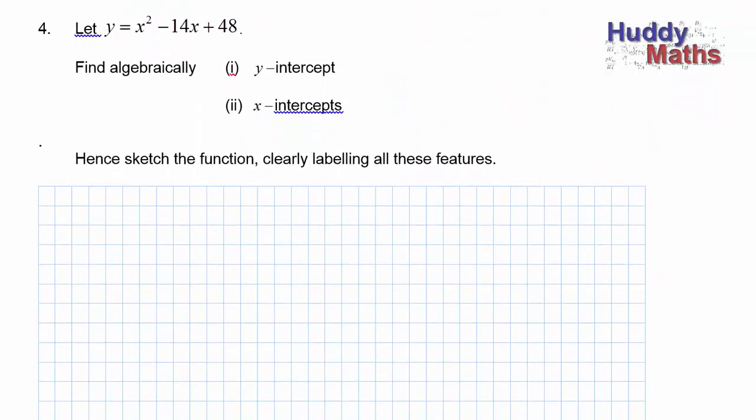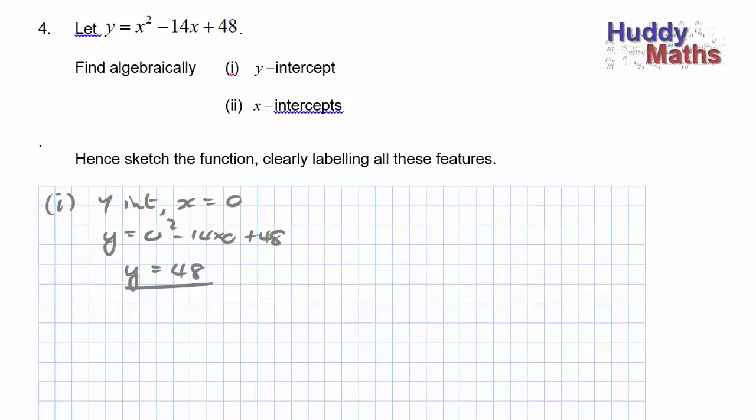So here is question 4. This is a fairly big question, fairly important question too for quadratics. Let's do the first part. The y-intercept is when x equals 0. Let's put x equal 0 in the formula. It's 0 squared, take 14 times 0, plus 48. So y is 48. So the point is (0, 48) there on the y-axis.